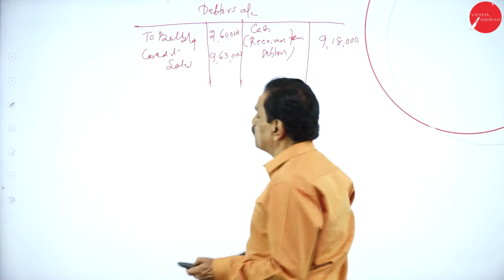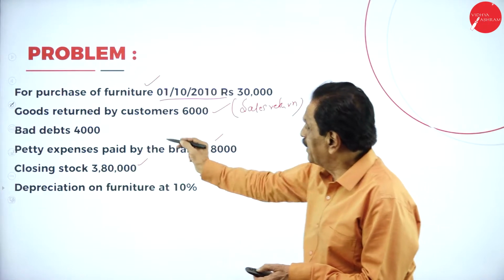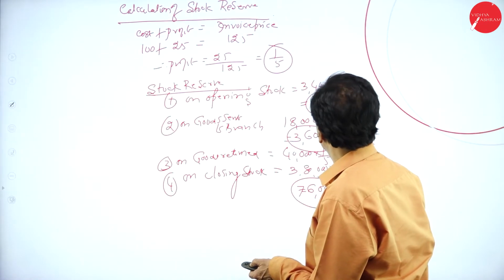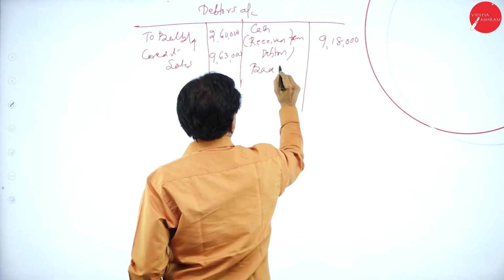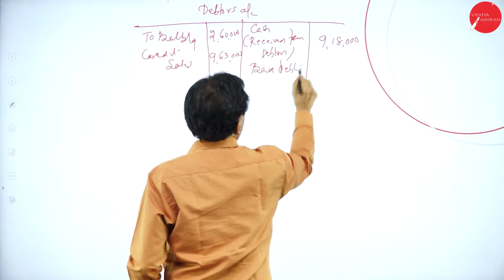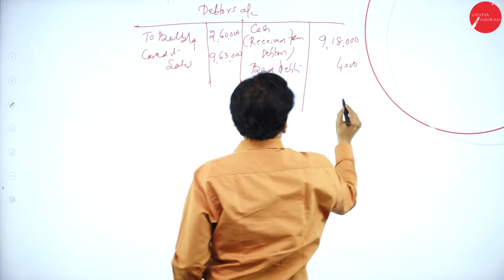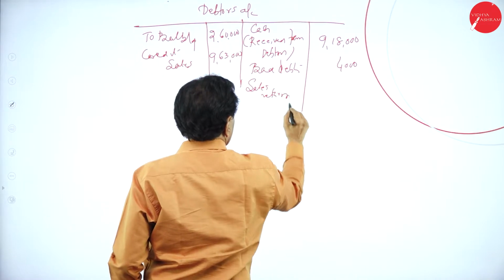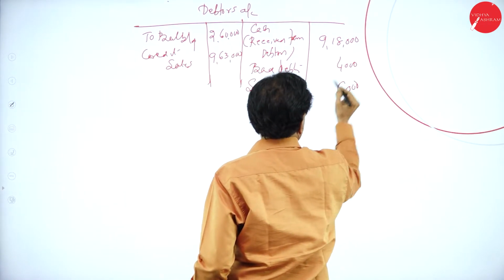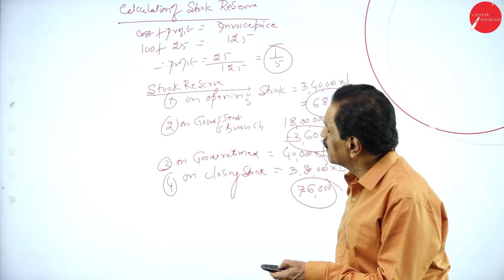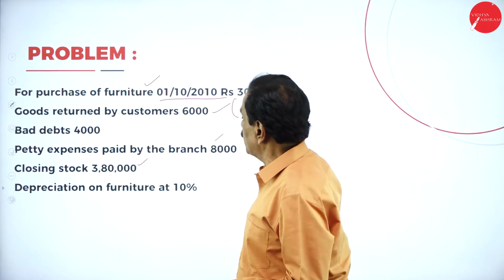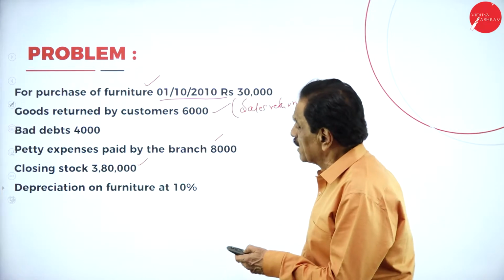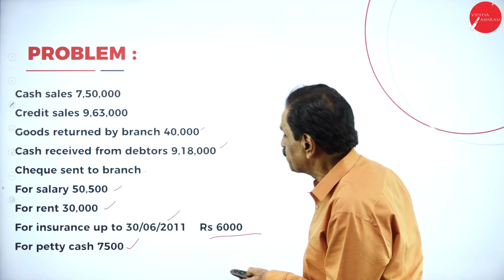See that, any bad debt is there. Bad debt is 4,000. Goods returned by the customer is 6,000. So bad debt 4,000, sales return 6,000. Any expenses paid by the head office, see that? So furniture, then goods returned by the customer over sales return, bad debt, petty expense paid. Any expenses paid is there? No.